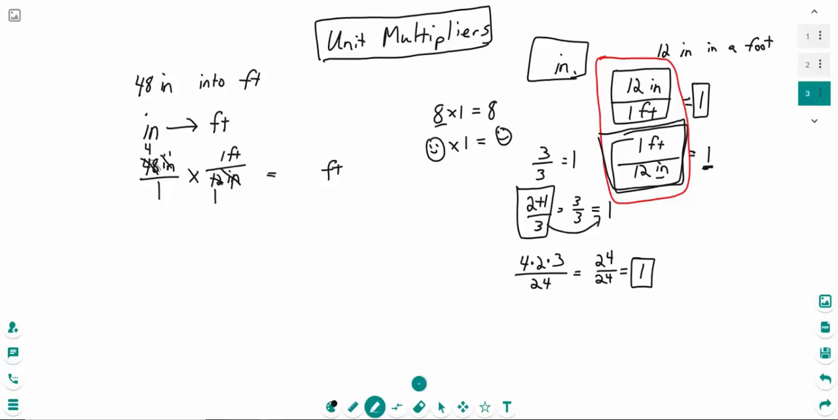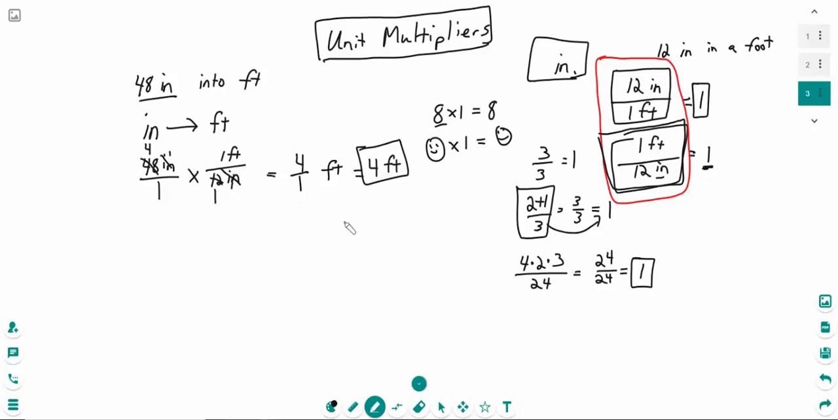Now I can continue multiplying and go, well, I'm left with only a 4 times 1 foot in the numerator, which is going to give me 4 feet. I'm just moving that foot variable down next to it here. And then on the bottom, well, I've got 1 times 1, which is 1. So I have 4 times 1 foot, which is the equivalent of 4 feet. All right. So now I started with 48 inches, and I've converted that into feet, 4 feet in fact, by using unit multipliers.